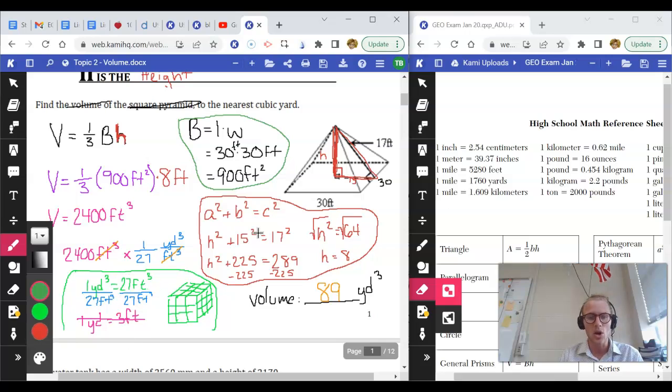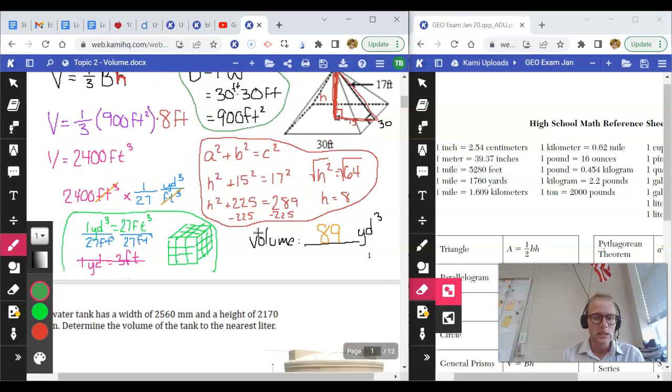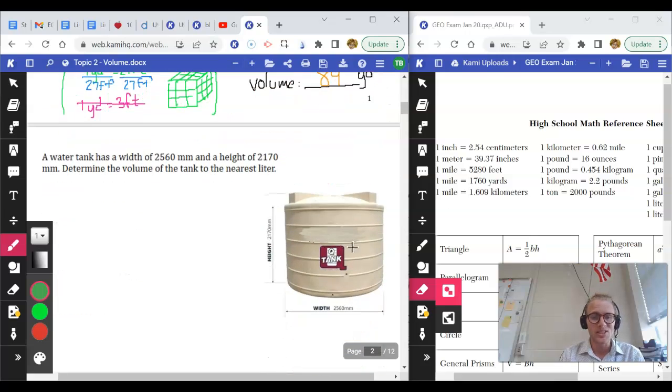So that is all I have for you for this. The next one, it's a cylinder. All I can really say about that is that the area of a circle is pi r squared. So that should help you with that. And it looks like you're going to have to do some conversions as well from millimeters to liters. But you can do it. I believe in you.